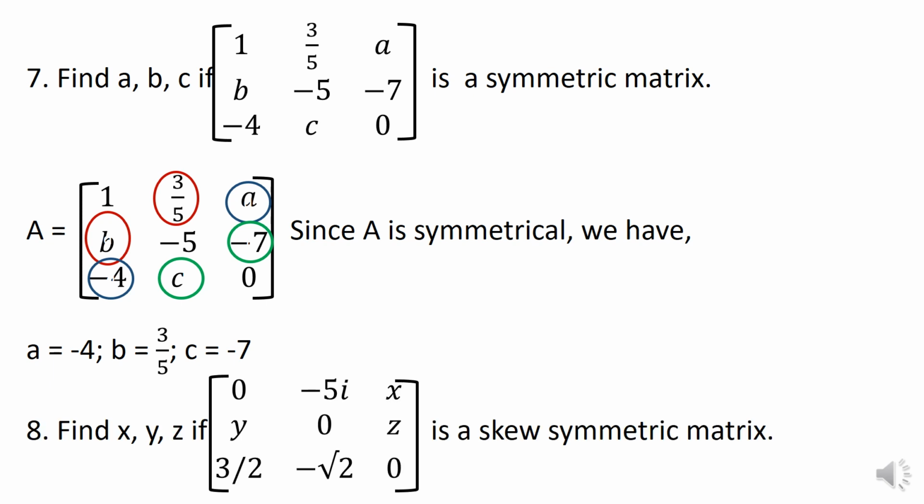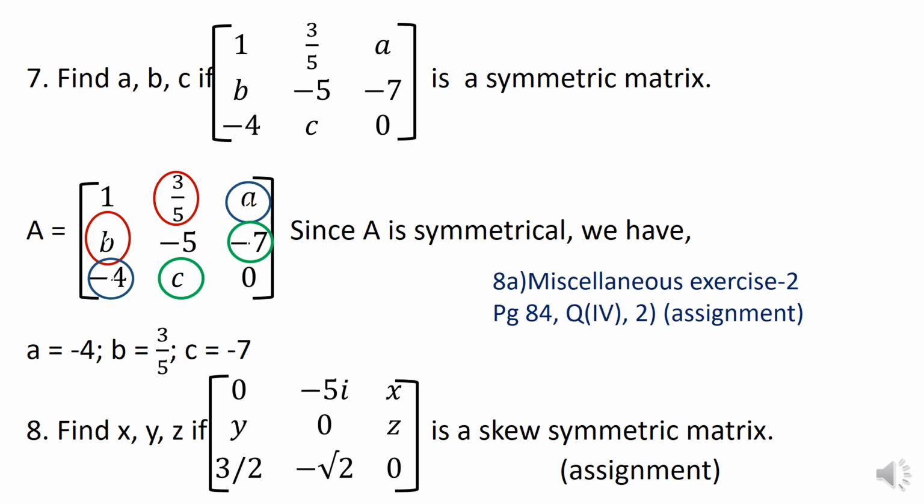The next sum, find X, Y, Z if the given matrix is a skew symmetric matrix. Now remember, what is the condition for a skew symmetric matrix? The corresponding elements are equal but opposite in sign. So X is the element in the first row third column. X is equal but opposite in sign to the element present in the third row first column, that is 3 by 2. So X becomes minus 3 by 2. In the same way, Y becomes 5i and Z becomes root 2. So this you can do as an assignment in your notebook. I hope you are understanding the concept so far.